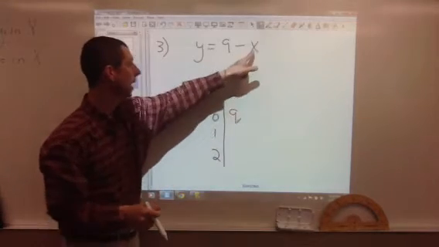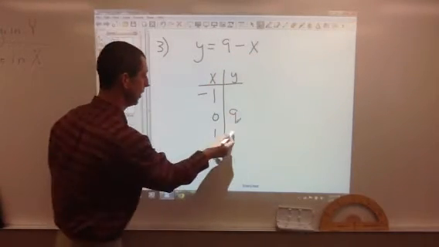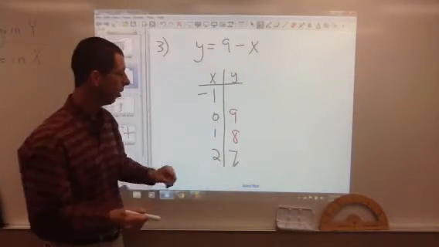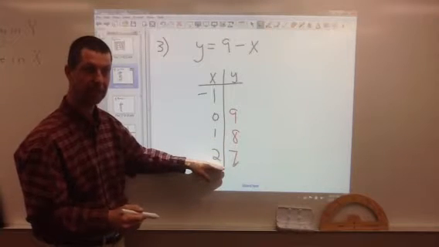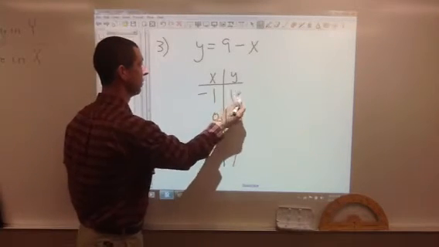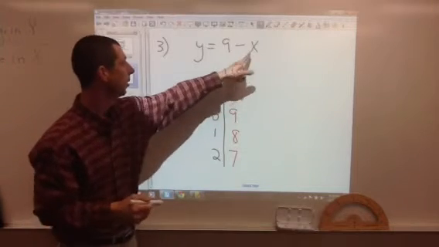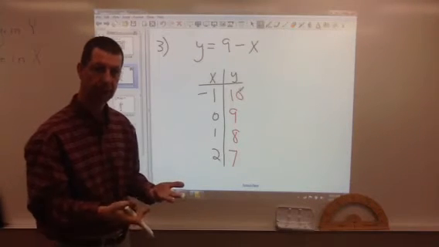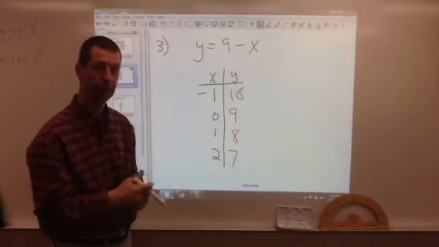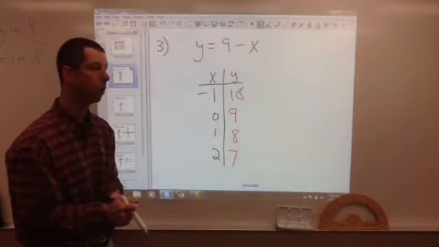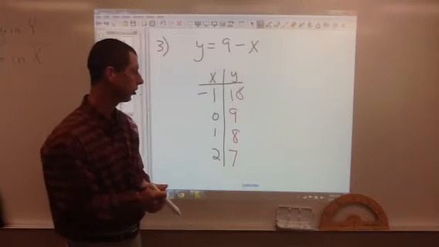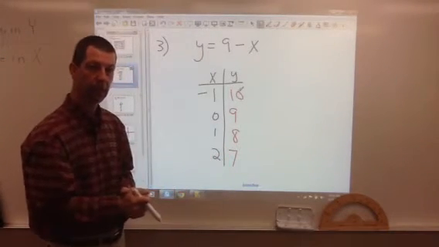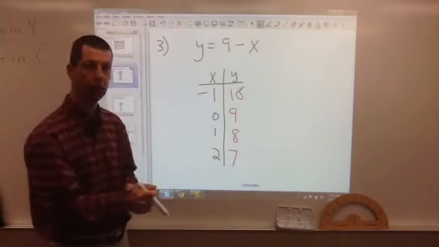Okay, take 1 and put it in now. 9 minus 1 is going to be 8. Put 2 in. 9 minus 2 is going to be 7. Okay, now you can see a pattern forming here. It's decreasing by 1. So this is probably going to be 10, but check it to make sure. Put -1 in here. 9 minus -1 is positive 10. Okay, if you had the opposite on that, it would be like 9 plus 1, which would be 10. You can use your calculator to double check and make sure that they're correct. Okay, so now you have your ordered pairs. If you had to graph these, you could graph them on a coordinate grid.